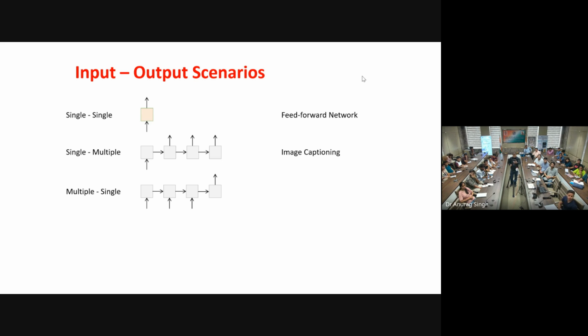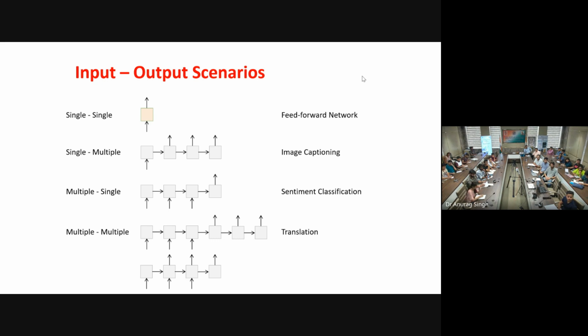What is another kind of problem we can solve? Multiple input, single output. What is an example? Sentiment classification, or tweet classification. Then you have multiple input, multiple output. Think about a video. What is a video? You have a set of frames, and each one of them is acting as an image. So you can give various inputs, multiple inputs, and then you have to describe what is happening in the video. So multiple input, multiple output. You can solve such kind of problem using RNN.